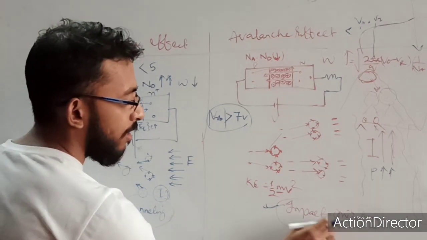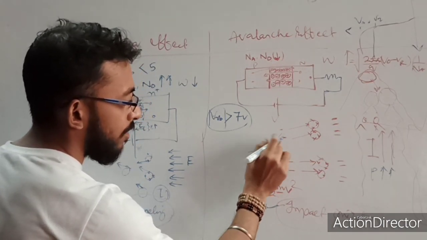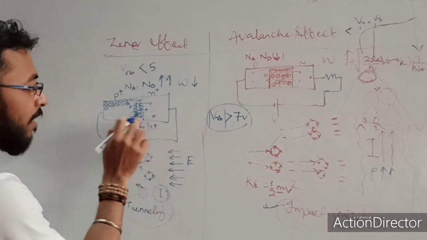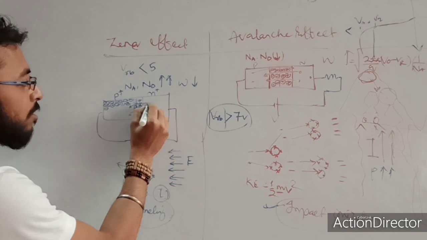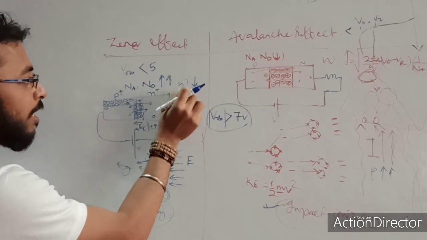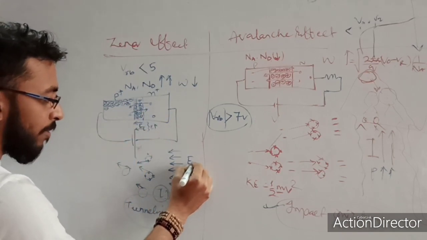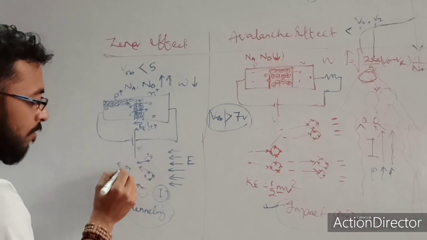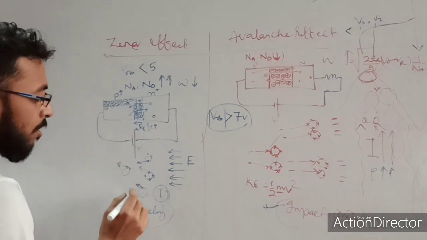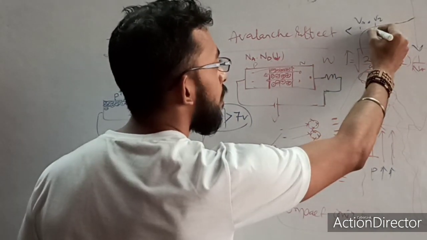Here it is impact ionization. One electron strikes another atom, creating a larger number of ions. So it is impact ionization. Here it is tunneling, meaning these electrons or holes can easily tunnel through this small width. As the doping is very high and the width is very small, they can easily tunnel through this. And the electric field can knock out the electrons from these bound charges. So this constitutes the current.